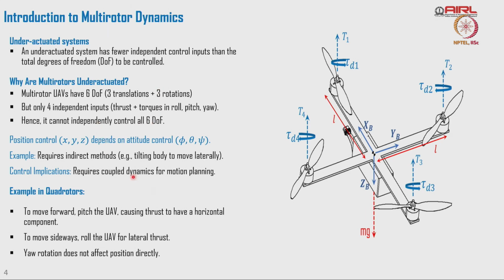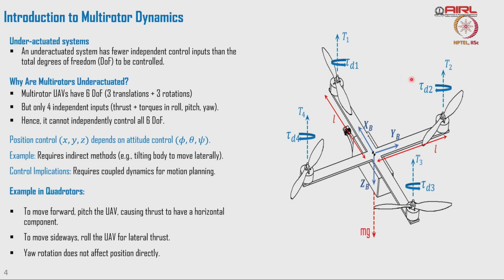For example, if I want to get a forward motion, then I have to decrease the thrust T1 and increase the thrust T3, but the total thrust should be good enough to manage the weight of the aircraft so that I can pitch forward. But when I am trying to pitch forward, an orientation change will also take place. So it's not an independent control that you can get.